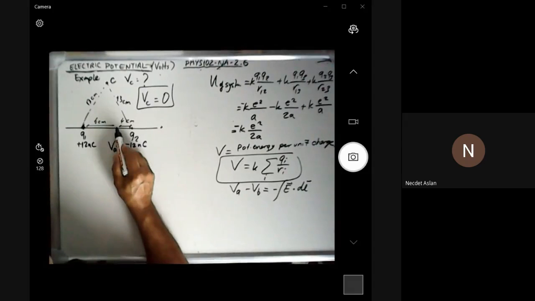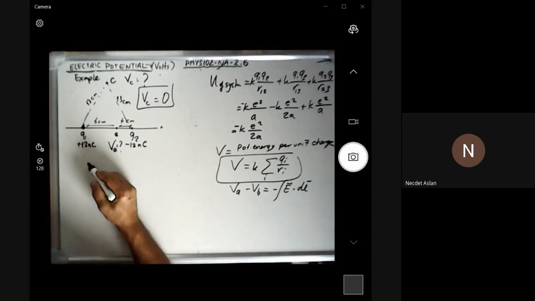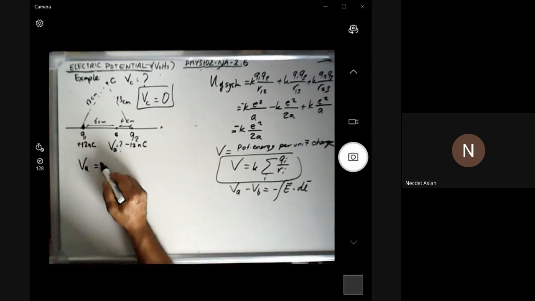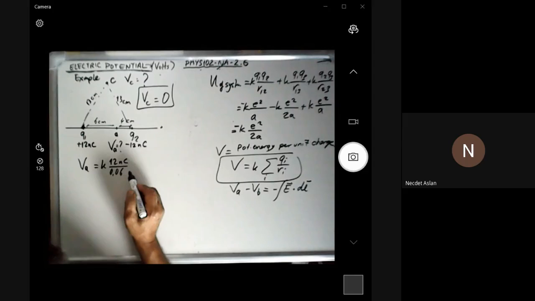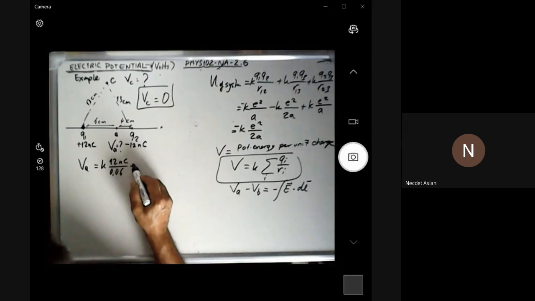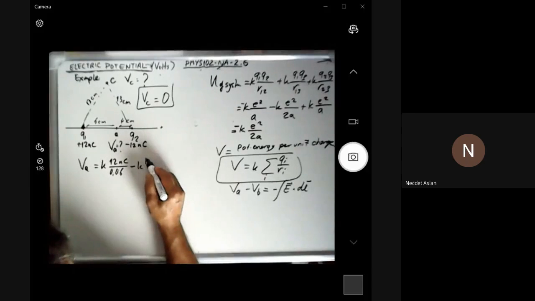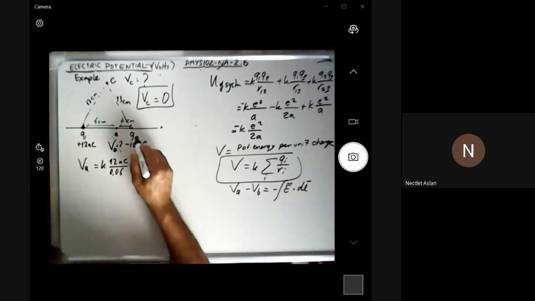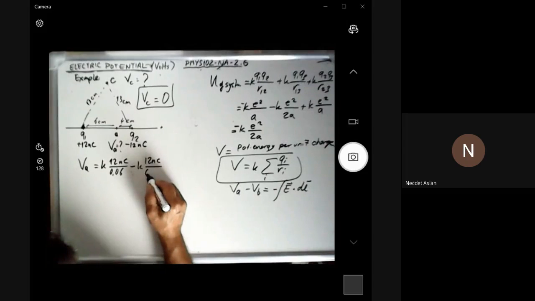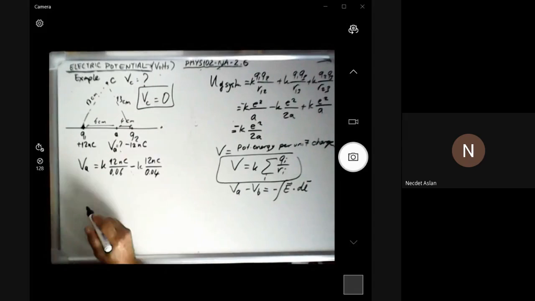But how about the case here? So the potential at point A is just K times 12 nanocoulomb divided by the distance, but it's 0.06 meters, plus 12 nanocoulomb, but with a minus sign. So put the minus sign here, minus K, again 12 nanocoulomb divided by the distance, which is 4 centimeters, 0.04.